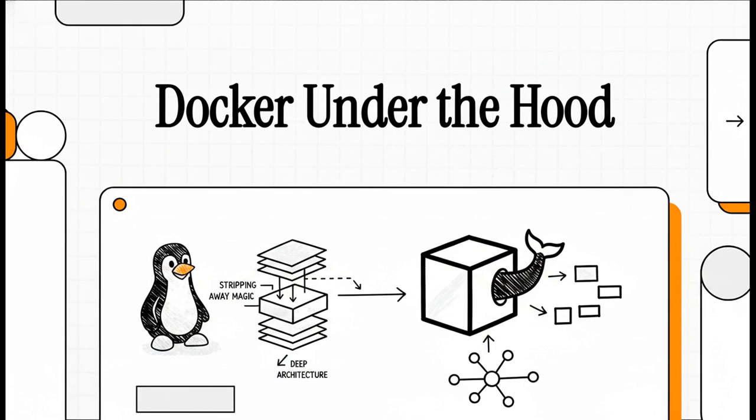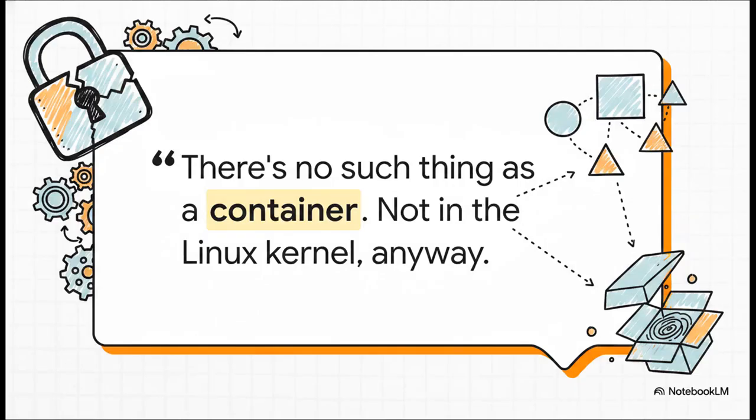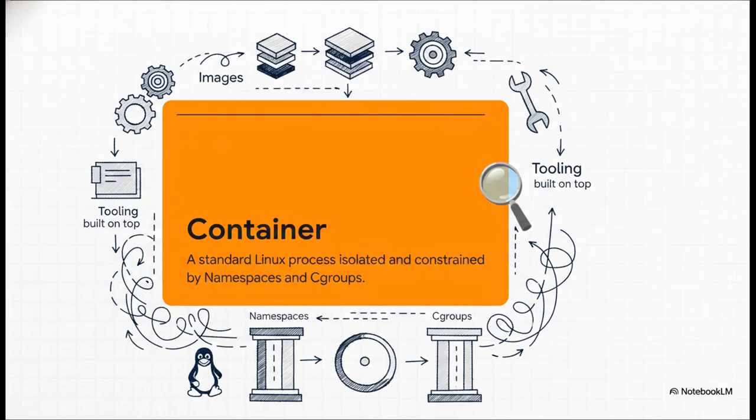Let's jump right in. Let's kick things off by completely shattering an illusion right out of the gate with this incredibly provocative truth from our source material. There's no such thing as a container. Not in the Linux kernel anyway. Seriously, there is literally no single container system call or magical container data structure living in your operating system. It's a total myth. So, you're probably wondering, if it's not a native kernel object, what exactly are we running?